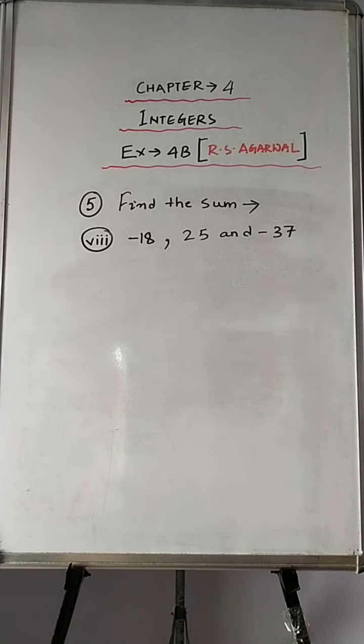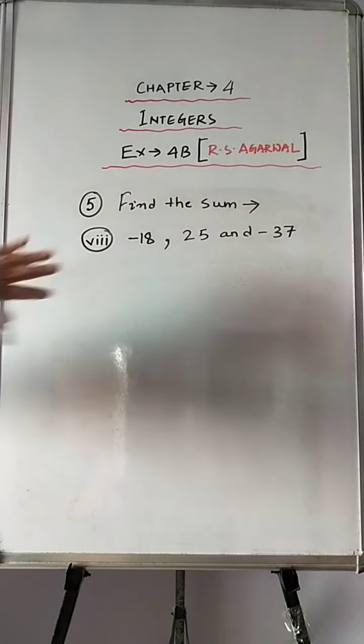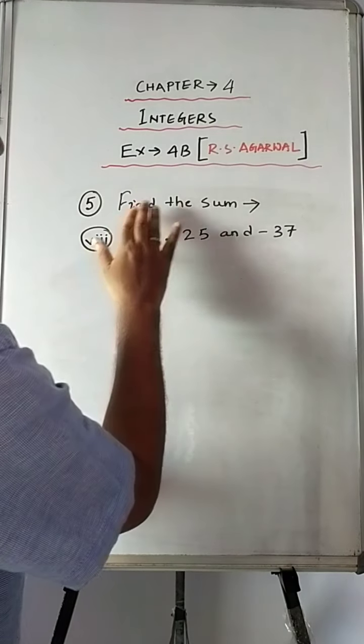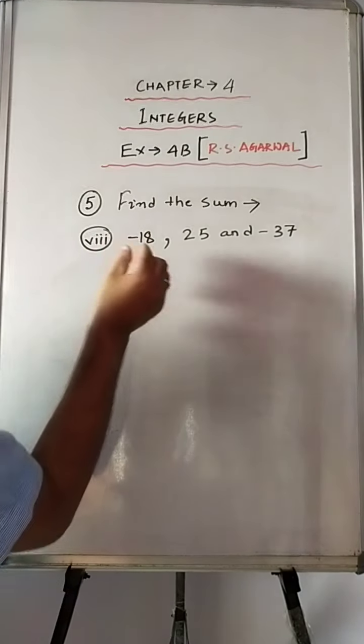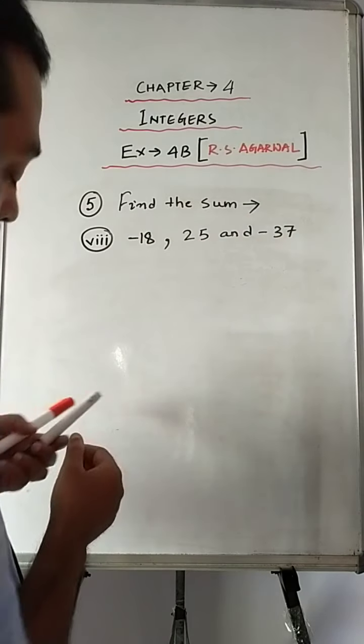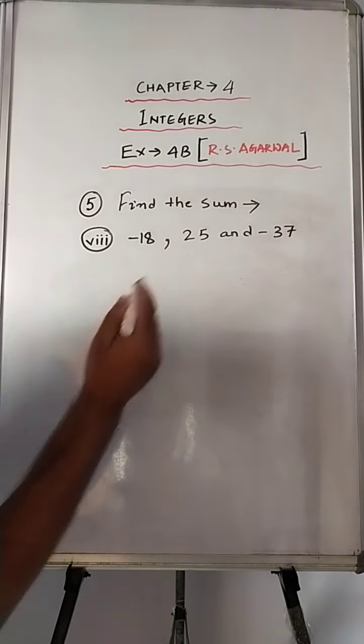Now today we'll start exercise 4B from R.S. Agarwal chapter 4, integers, and today again I have come up with four specific sums. So we'll start with question number 5, sum number 8. Now what exactly we have to do in question number 5 is find the sum. We have three numbers given: minus 18, 25 and minus 37. So what is the first thing we have to do?